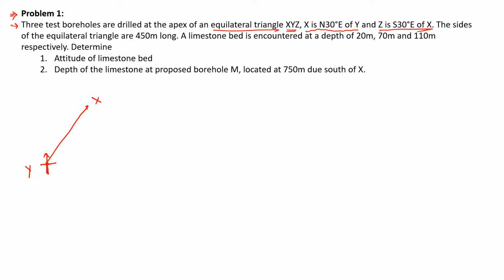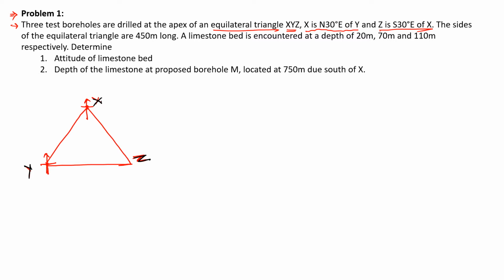Now they say Z is south 30 degrees east of X. So at this point again I will plot a north, south, east, west line, and here they said south 30 east. So I'll plot south 30 east here. So this has become my point Z. Again I join this. So this becomes my X, Y, and Z points. So the first part is over.